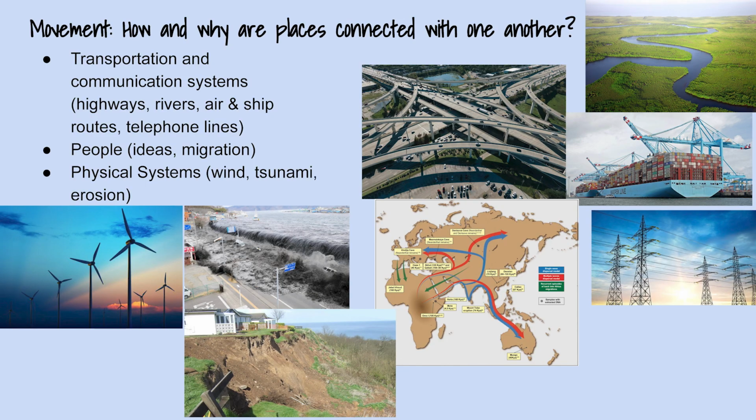The fourth theme is movement, exploring how and why places are connected. Movement involves transportation networks like highways, rivers, air and sea routes, as well as communication systems such as cell towers and the all-loved internet. Movement also includes the migration of people, the spread of ideas and cultural exchanges that connect different parts of the world. Physical systems like wind patterns, ocean currents, and the movement of the tectonic plates also influence movement on Earth.